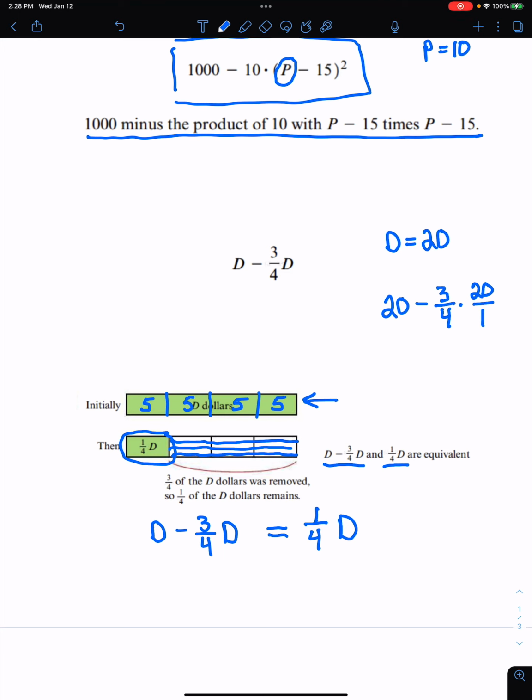But we can also see that because each of these pieces is worth $5, we're taking away $15, and we have $5 left over. So 1/4 d, one of the 4 pieces of d, is equal to $5. So $5 is equal to $5. That's what an equivalent expression says. So hopefully that helped, and I will do some more equivalent expressions in another video.